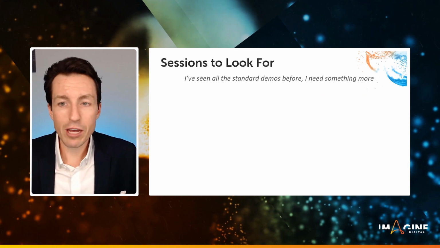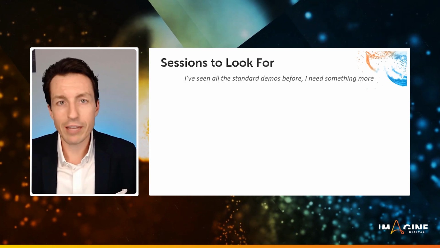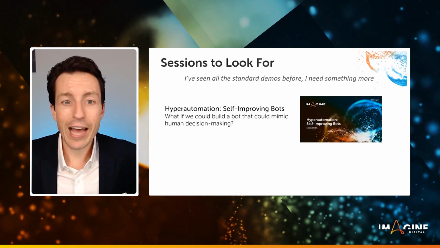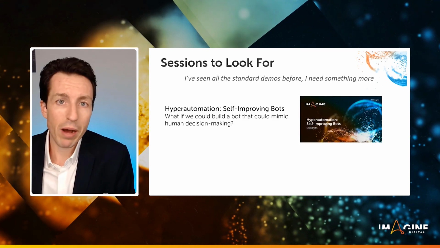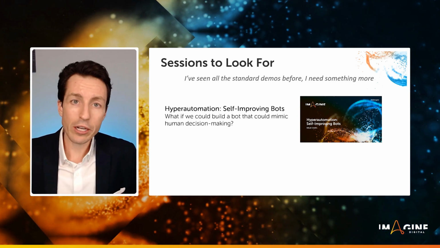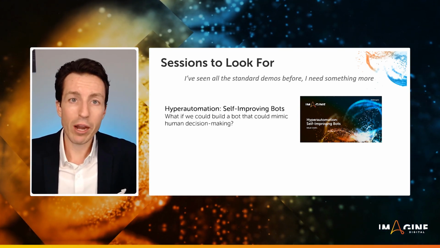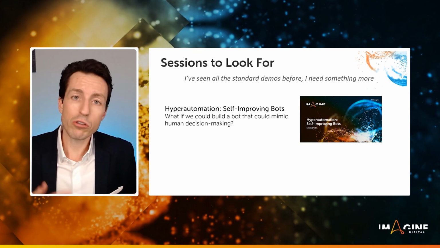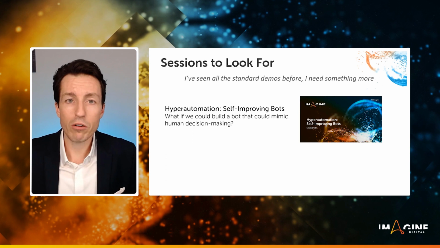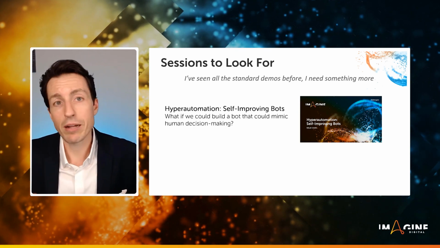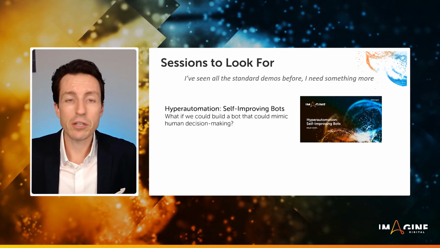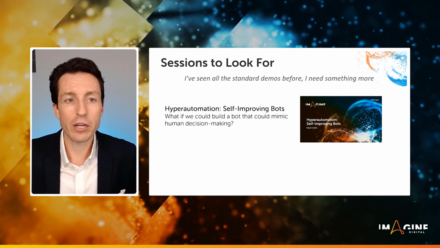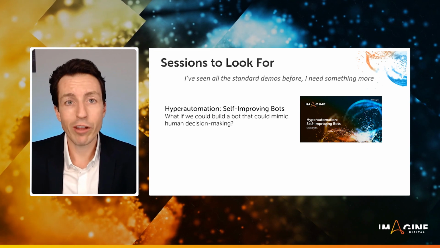If you've seen all the demos before and you're ready for something really advanced, something more, we've got 2 great sessions for you. First is a hyper-automation self-improving bots demo. In this session, we're going to explore what it would look like if we were able to have bots that could mimic not only just human actions, but also human decision making. And we're going to see how we can create bots that are self-improving and bots that can learn. Really fun session. I've been working on that one since like January, so I promise you that that one is good. And we'll have all the code available for you afterwards.